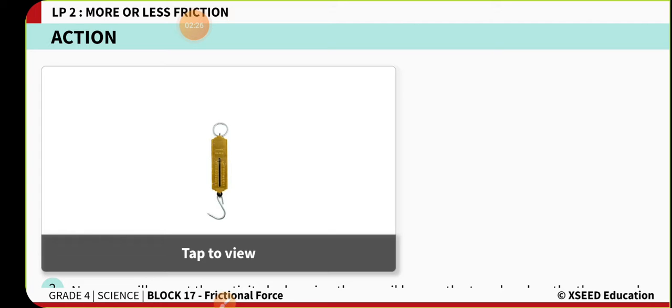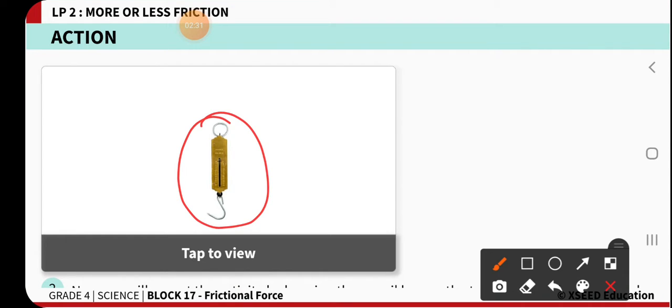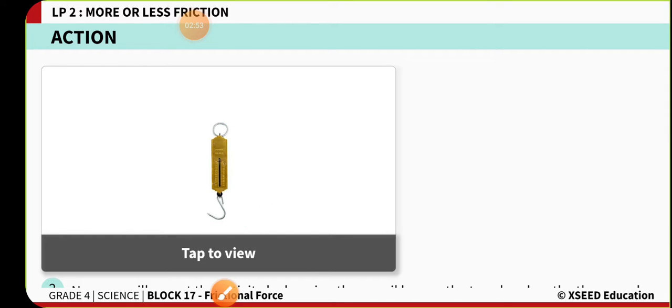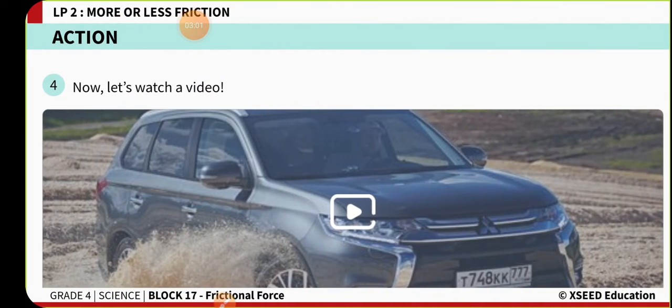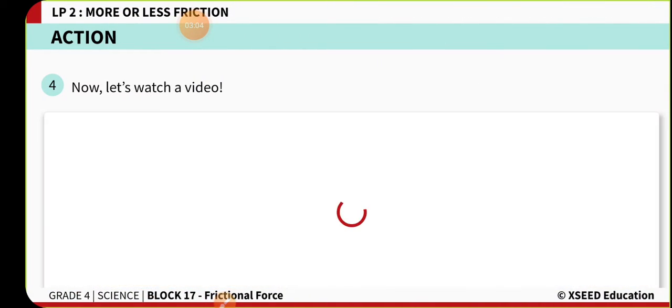Okay children, now place a book on the table, attach the spring balance to the book, hold the book and observe the frictional force on the spring balance. Then place the book on a towel, attach the hook to the book and observe the force on the spring balance. If you notice any difference in your observation, let's try to find out why the difference arises. To understand why, let's have a small look at the video.